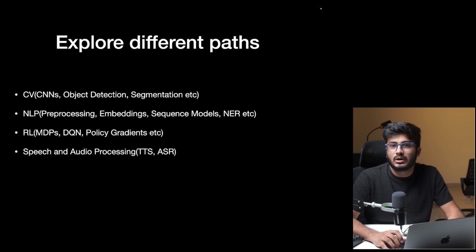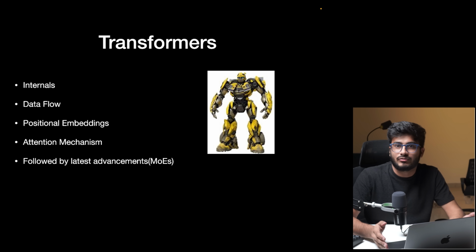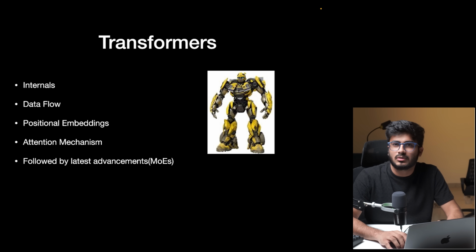Moving on to the holy grail, which changed everything: transformers. You should understand how it works, what the whole architecture is, how data flows inside it, what multi-head attention is, what the attention mechanism is, what self-attention is, followed by latest advancements like mixture of experts, multi-head latent attention, etc. I've built a primer of this earlier on this channel where you can learn about how data flows inside transformers and how it internally works.